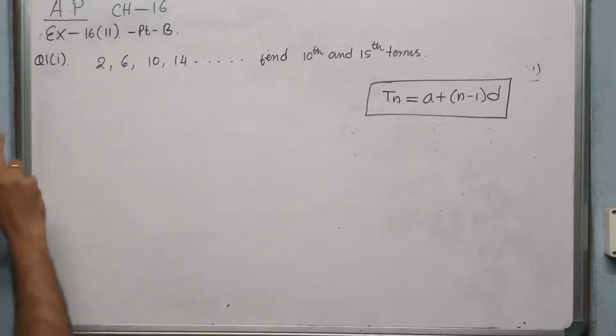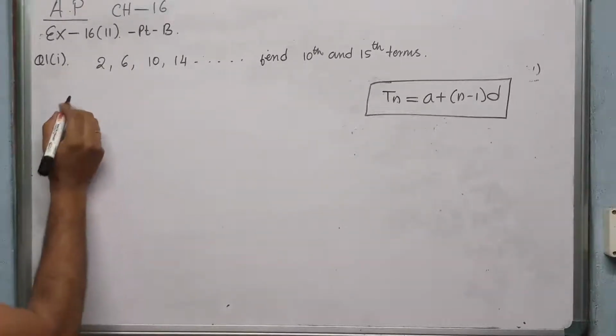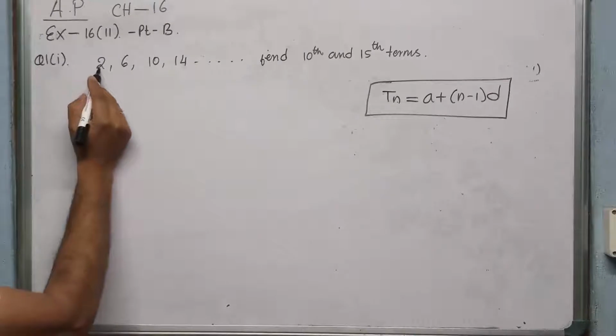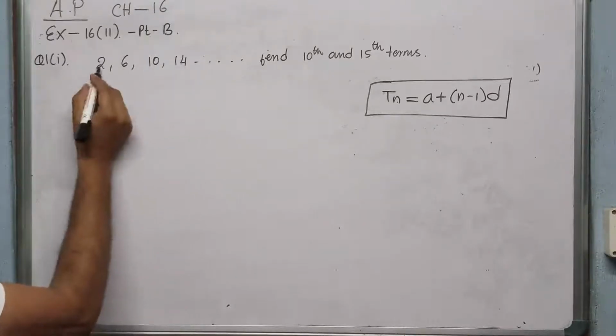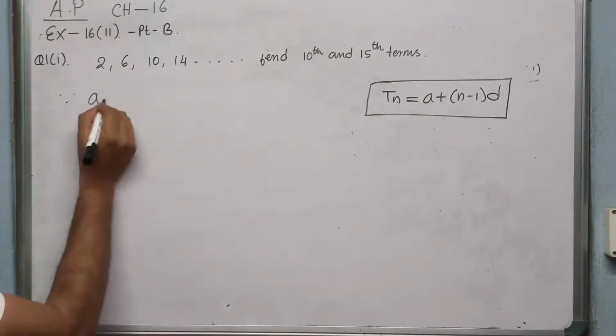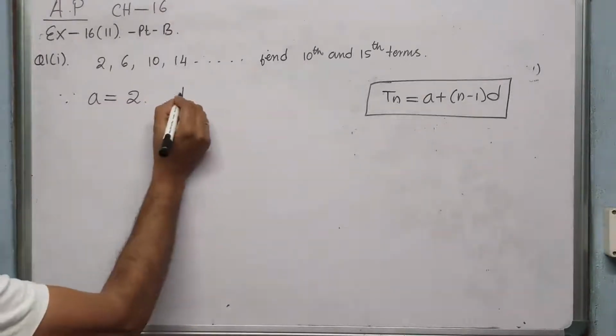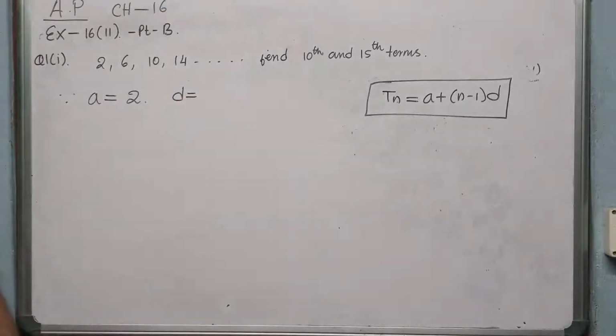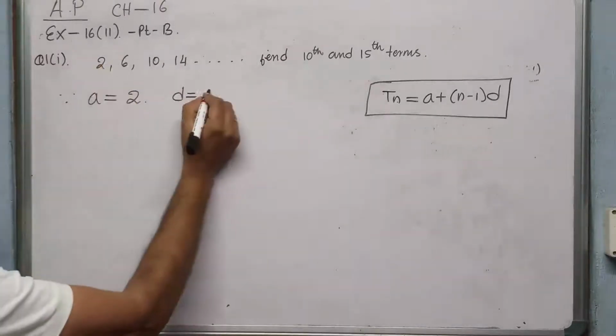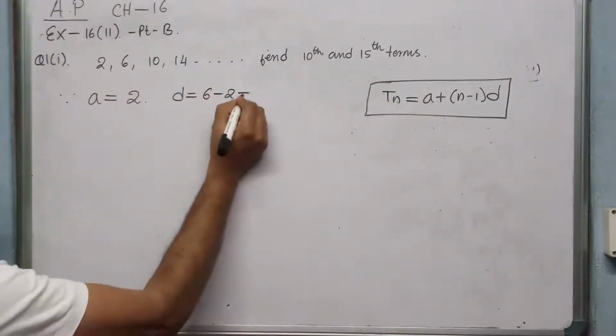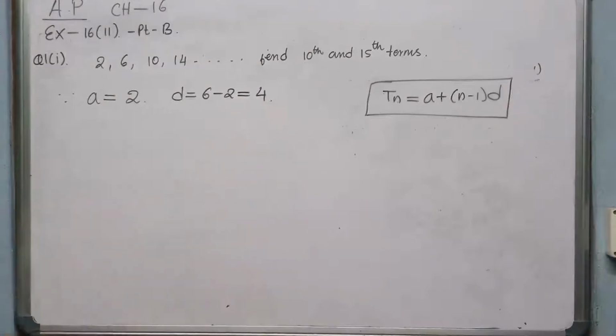Now, before calculating the 10th and the 15th term, first of all we have to calculate the first term and the common difference. In 2, 6, 10, 14, the first term, which I'll represent by A, is 2. Next is the common difference D. How do we calculate it? It is the second term minus the first term. The common difference is 4.